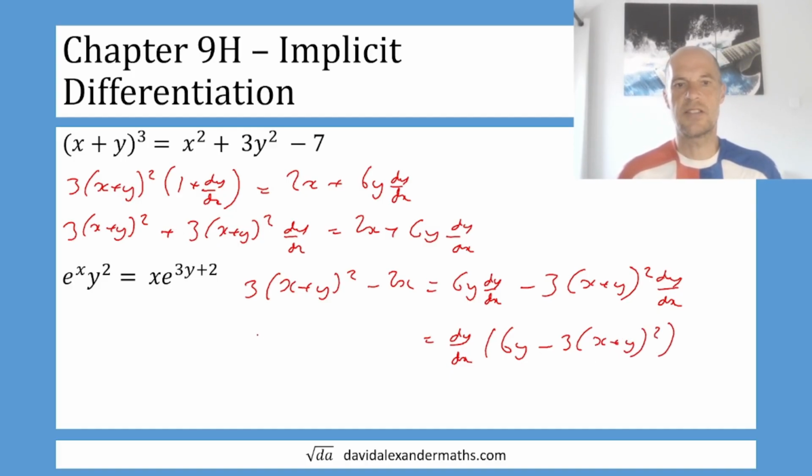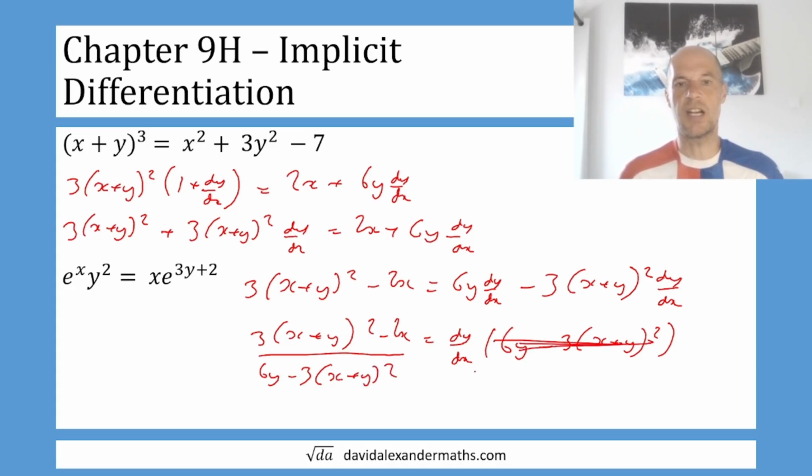And now all I need to do, let me write this out in full. And now all I'm doing is dividing both sides by the stuff on the right hand side there. So that will be 3 lots of x plus y squared minus 2x all over 6y take away 3 lots of x plus y squared. There we go. So a bit of an ugly one, but that has now been implicitly differentiated.